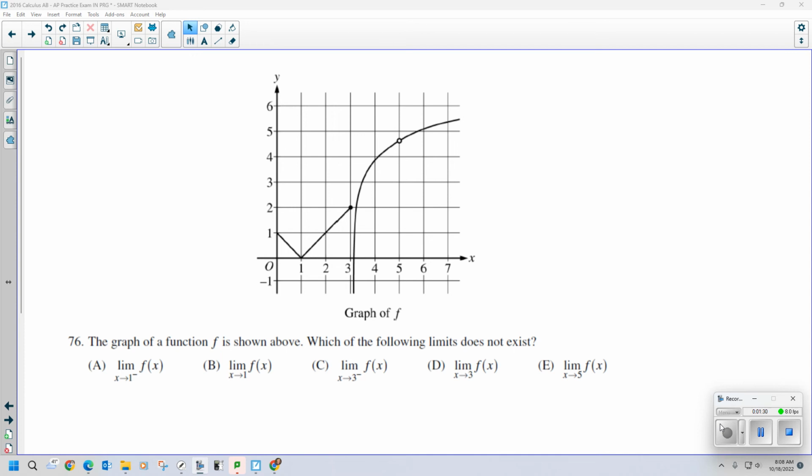76 reads, and you know how I feel about getting graphs. Woo-hoo-hoo, nice. Or should I say, noise. 76 says, the graph of function f is shown above. Which of the following limits does not exist?